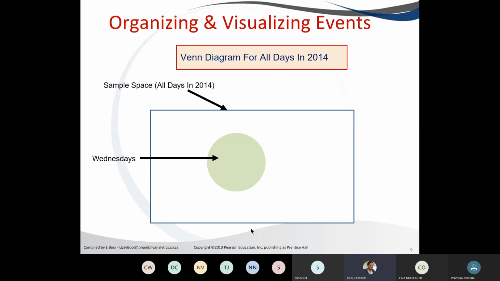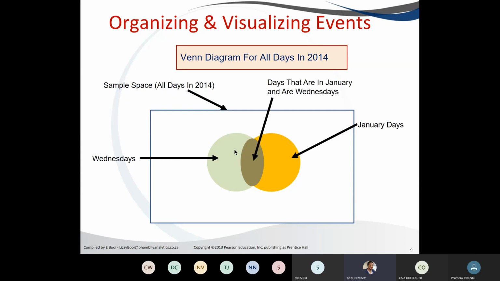In this instance, I'm taking all days in a calendar for 2014. And I'm only interested in the days that fall on a Wednesday. I put them in a block. Then I look for those dates that fall in January. So I put them in one block, where they both overlap, which is this gray area here. Where they both overlap, we call them the joint events. So the green one will be your simple event Wednesday. The orange one will be the simple event January, and the gray one will be the days that fall in January on a Wednesday.